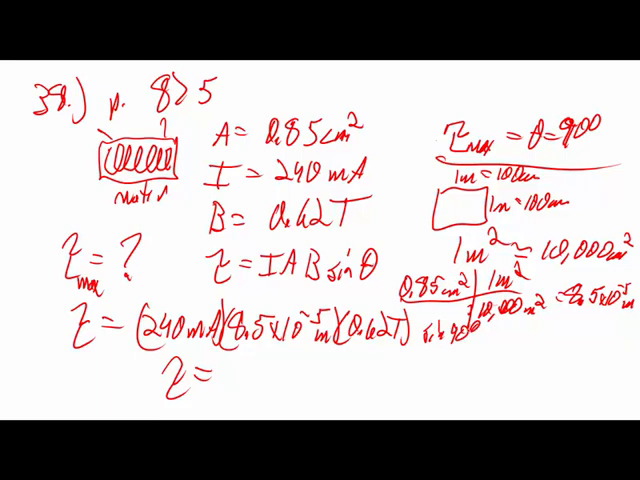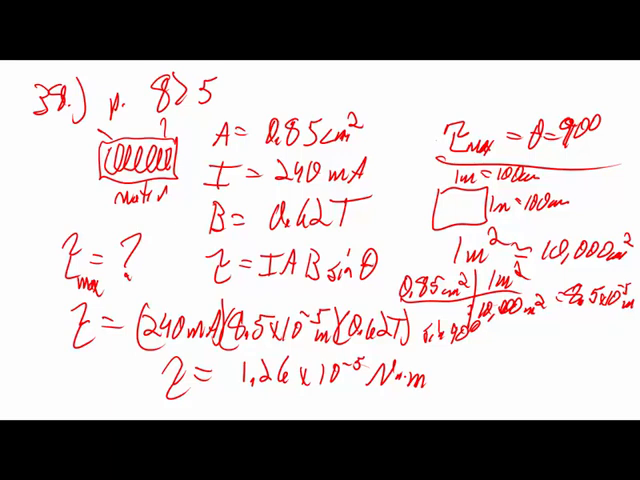Now let's do that. So we've got 240 milliamps times 8.5 times 10 to the negative fifth times 0.62. And what do we get? We get 1.26 times 10 to the negative fifth, and that's Newton meters. And I know that a Newton times a meter is a joule, but folks, we're not looking at work, we are looking at torque. So it's 1.26 times 10 to the negative fifth Newton meters.